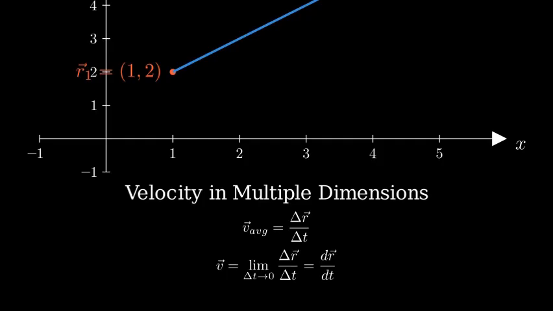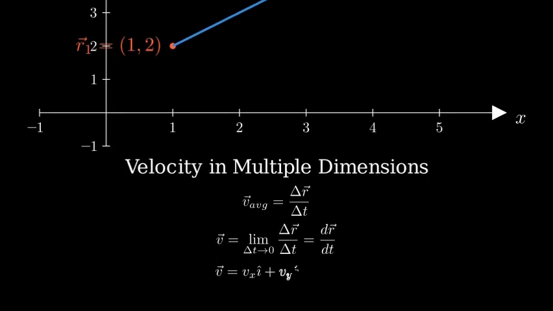In component form, velocity can be written as v equals vx i hat plus vy j hat plus vz k hat, where vx and vy are the red and green arrows shown respectively for the velocity vector that has been drawn.